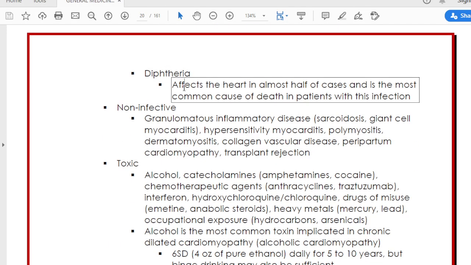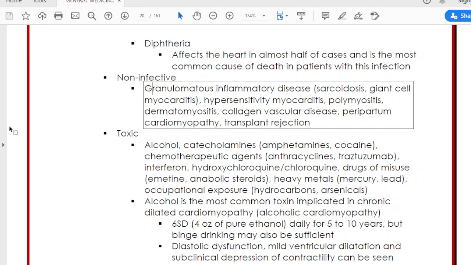Diphtheria. Affects the heart in almost half of cases and is the most common cause of death in patients with this infection. Non-infective. Granulomatous inflammatory disease, sarcoidosis, giant cell myocarditis, hypersensitivity myocarditis, polymyositis, dermatomyositis, collagen vascular disease, peripartum cardiomyopathy, transplant rejection. Toxic.